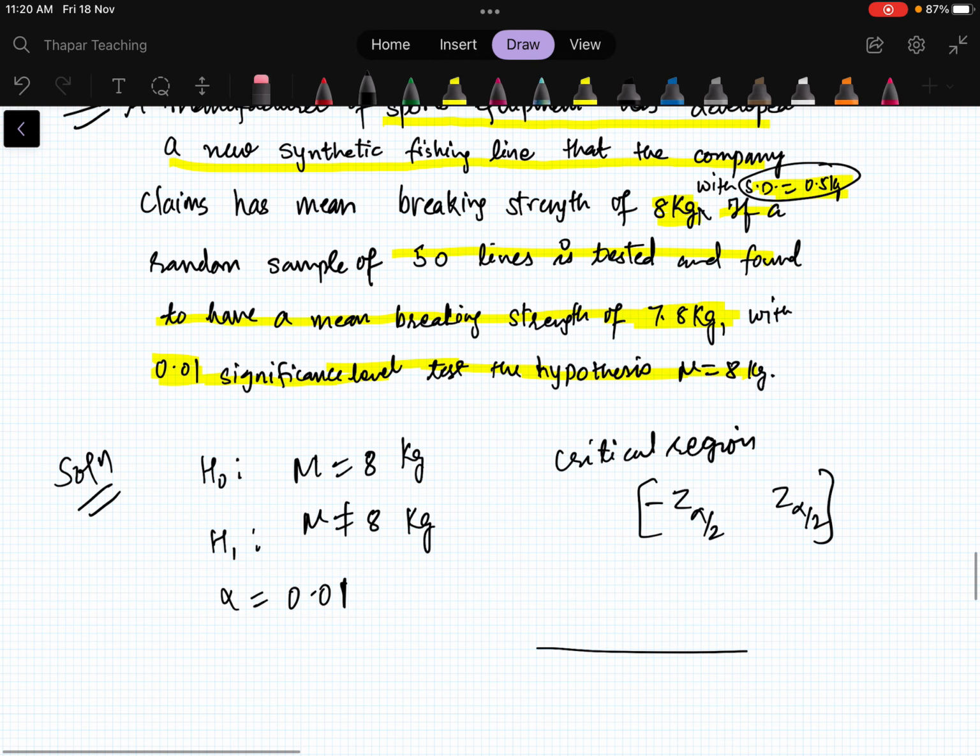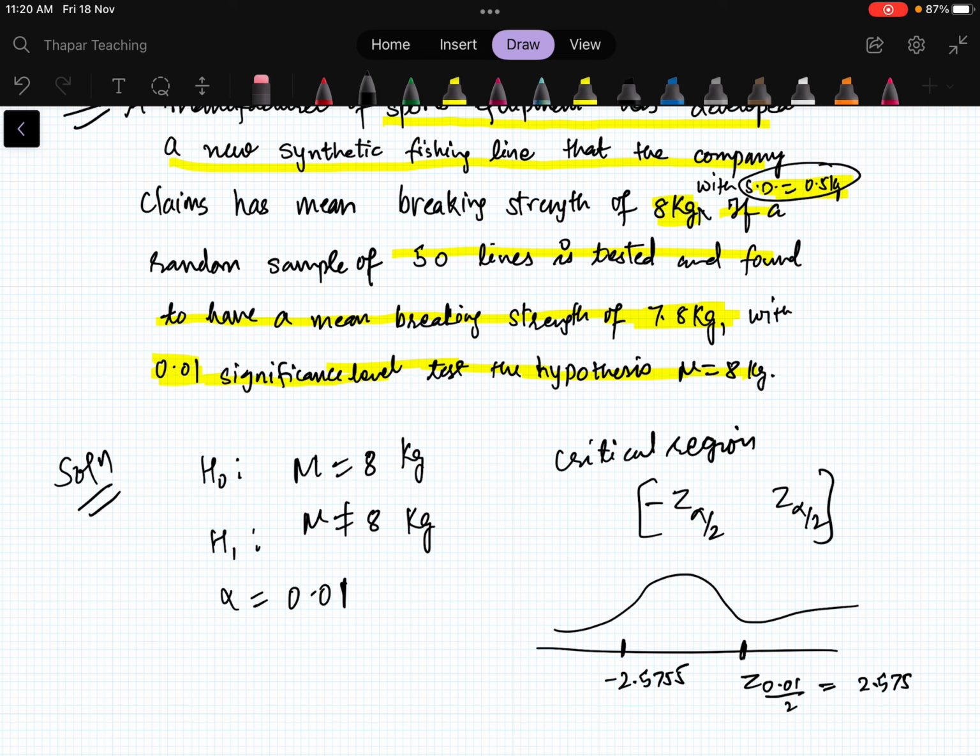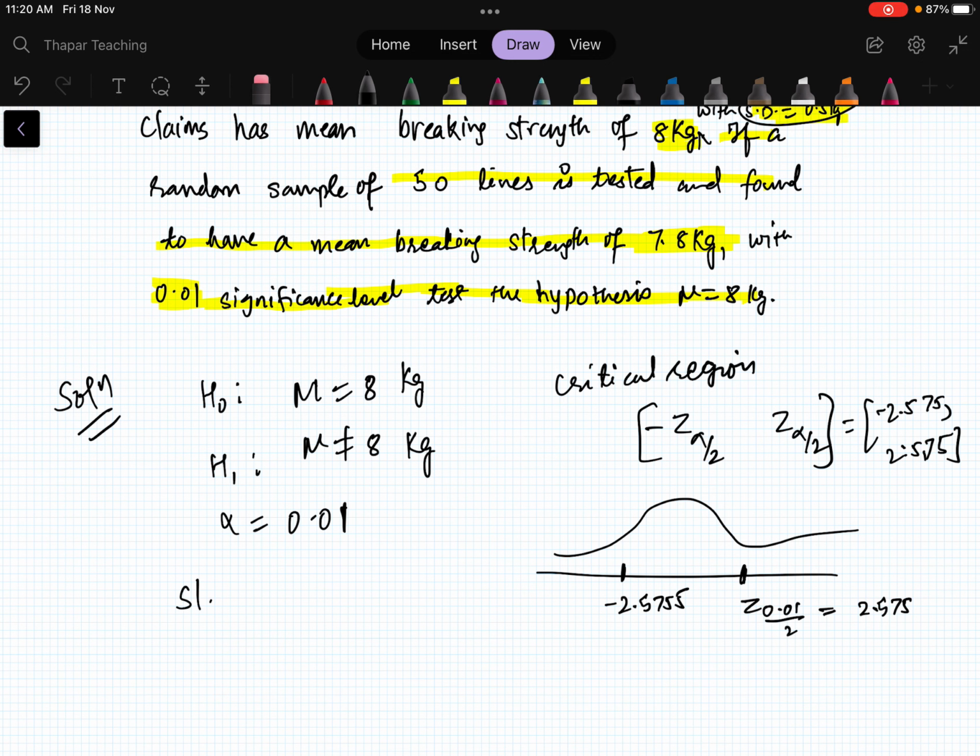If you look at these values, z alpha by 2 is z 0.01 by 2. You can check it, this value is 2.575 and here it will be minus 2.575. So my critical region is minus 2.575 to 2.575. Now you compute your statistic. That will be x bar minus mu over sigma by square root of n. So x bar is here 7.8 minus 8 over sigma, which is 0.5, divided by the square root of the sample size 50. This gives you a number equal to minus 2.83.